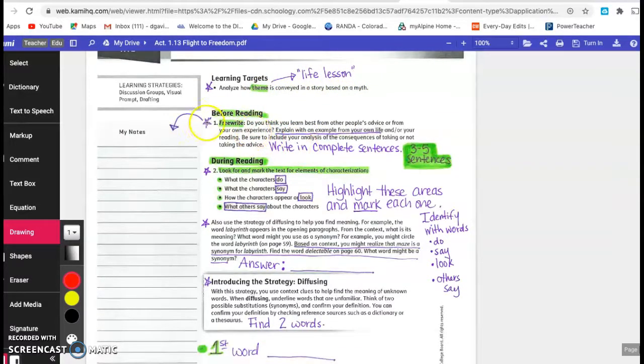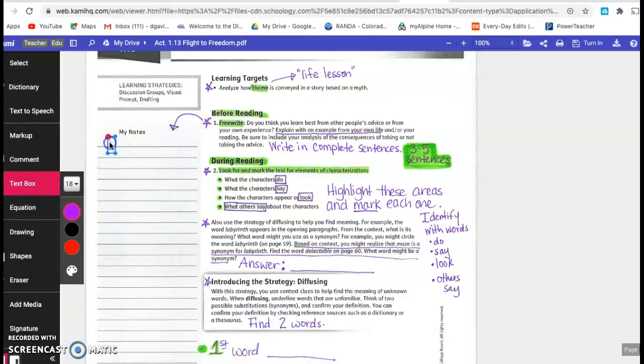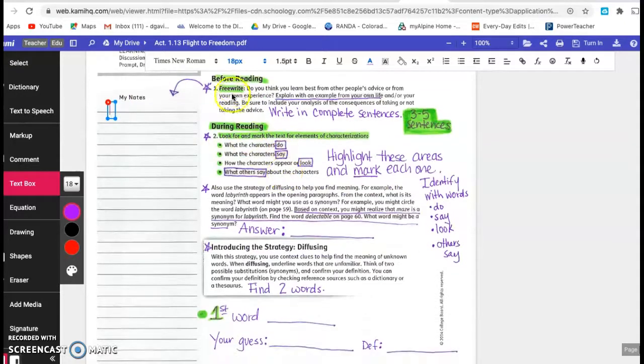Before reading, notice it has the arrow where you need to write this. It is a quick free write. Notice you need to answer this in complete sentences, 3 to 5 sentences. You will do that over here in the My Notes section. Simply create a text box and answer your free write there. Okay. During reading, so this is before reading. You'll answer that before you read the story.